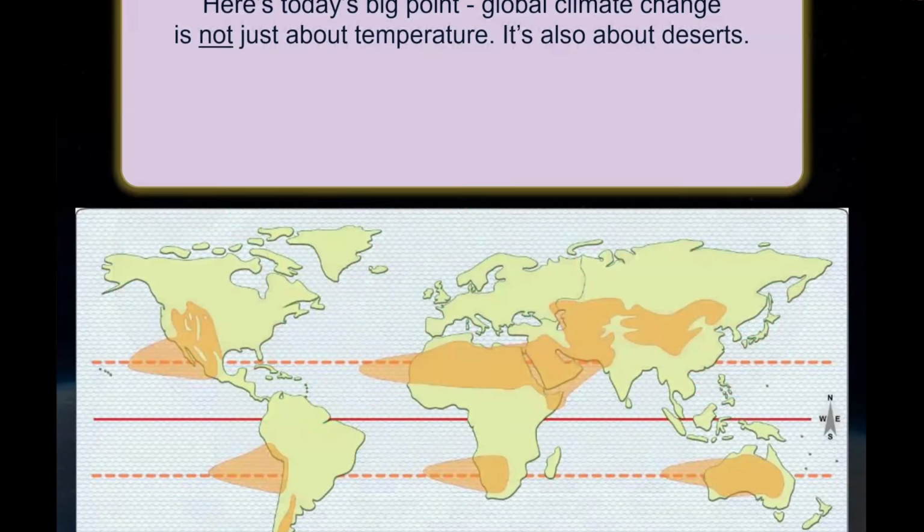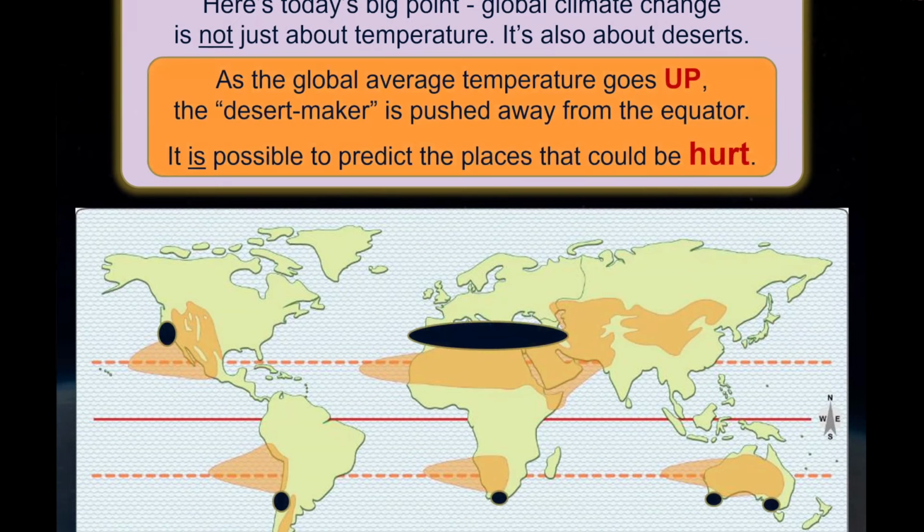So the big point for today is global climate change is not just about temperature. It's about deserts and how deserts can move. As the global temperature goes up, the desert maker is pushed away from the equator, and it is possible to predict the places that could be hurt.